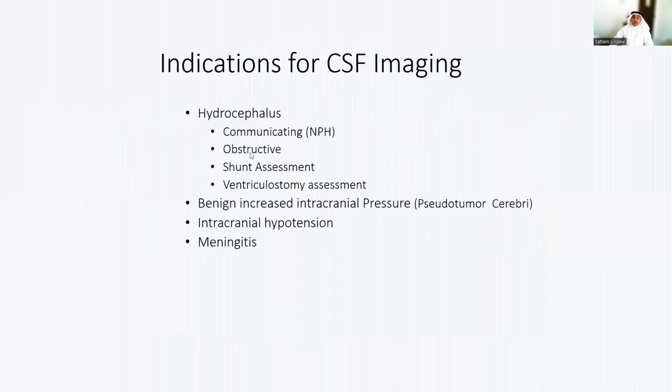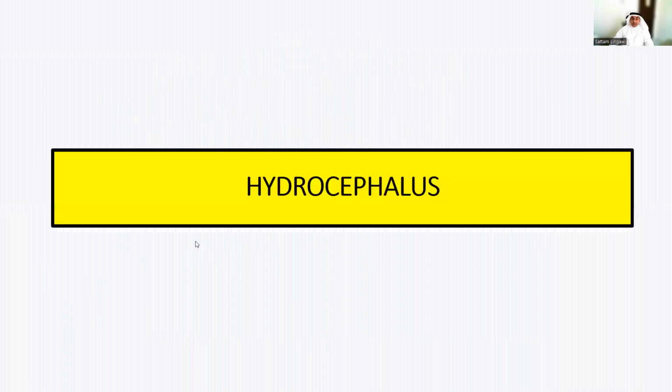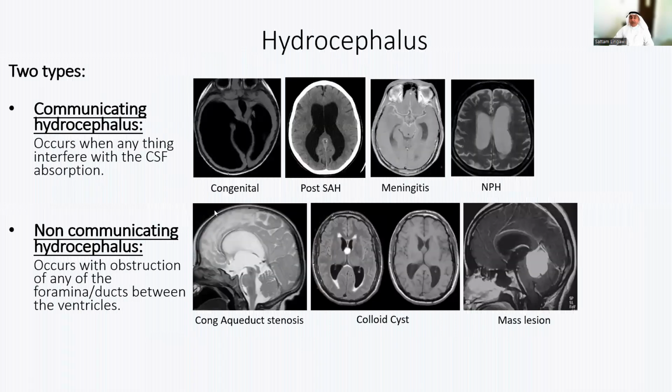These are the main indications for CSF imaging: primarily hydrocephalus, with the different types of hydrocephalus, and benign increased intracranial pressure, previously called pseudotumor cerebri, intracranial hypotension, and meningitis. There are other indications, but for the sake of time and concentrating in this presentation, we will limit to these 4 items. So let's start with hydrocephalus.